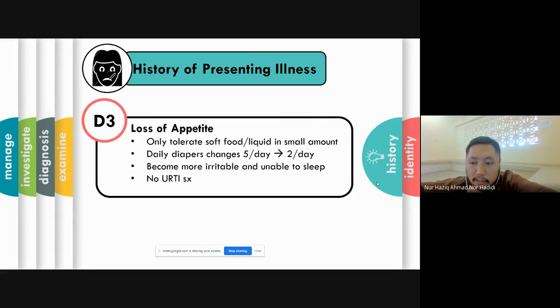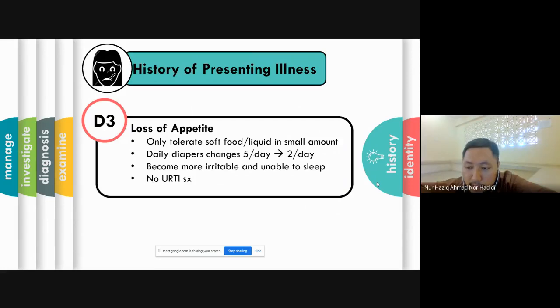His mother also claimed that the child refused to eat since the third day of fever. He can only tolerate soft food and liquid, but in small amounts. She said that the diaper changes also reduced from 5 times per day to 2 times per day since the third day. He also seemed to be irritable and unable to sleep due to the illness. However, the child is still active and plays well during the day. There are no dry lips and sunken eyes noted.